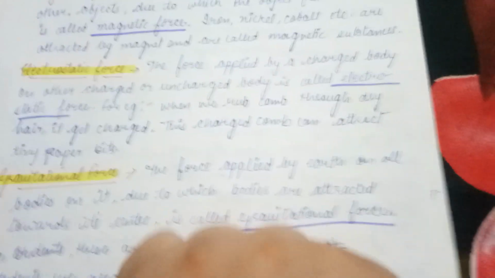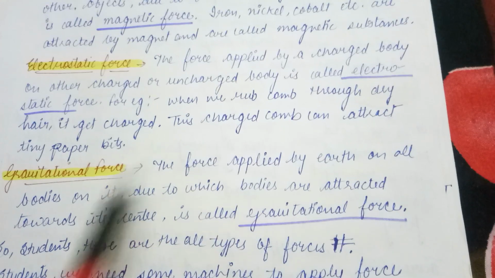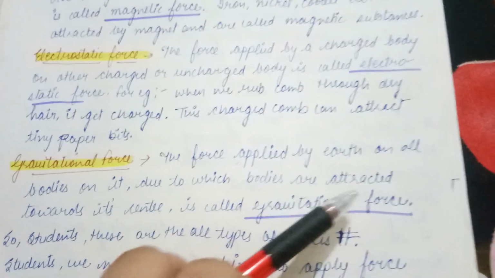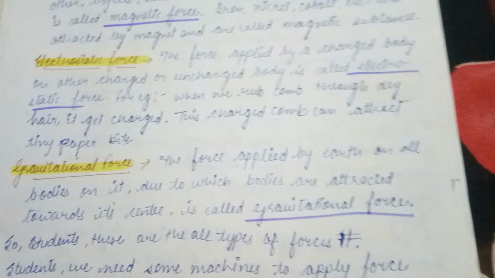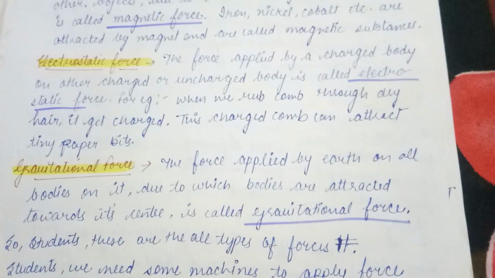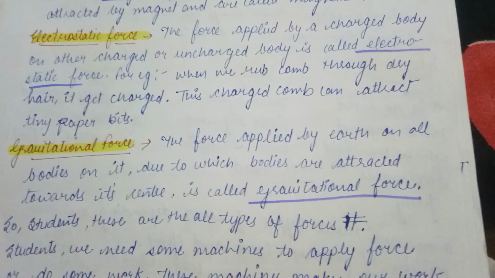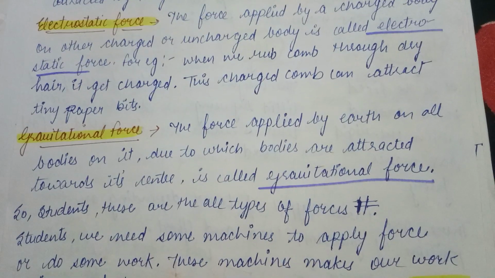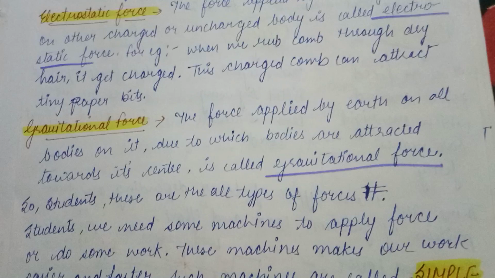Next is gravitational force. The force applied by earth on all bodies on it, due to which the bodies are attracted towards its center, is called gravitational force. So the force applied by earth on all the objects on it is called gravitational force. So students, these are all the types of forces we have in our daily life.